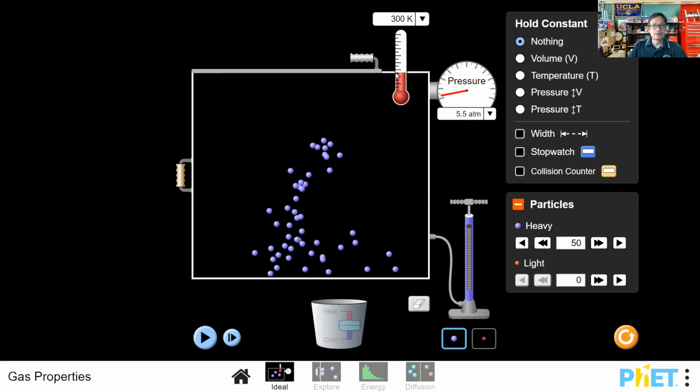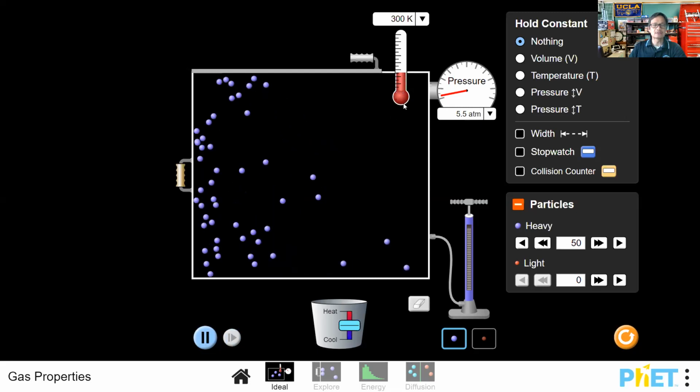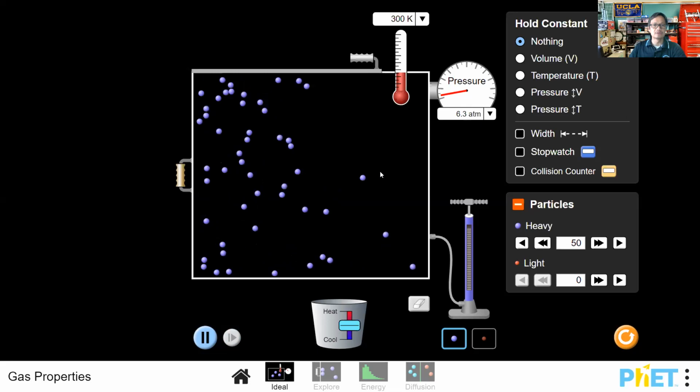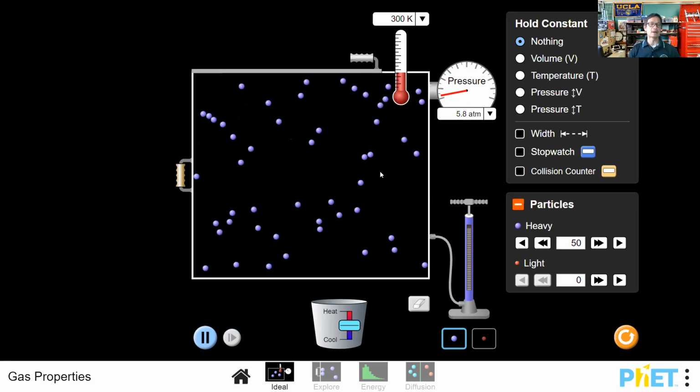Now, look at the temperature gauge here as well. As the particles move in, you now have motion. The particles are moving, and as they move, they create kinetic energy within the chamber, and that kinetic energy leads to heat, and heat corresponds to the temperature here. So that's what we have with the SPET lab, and we see that now on a microscopic scale.